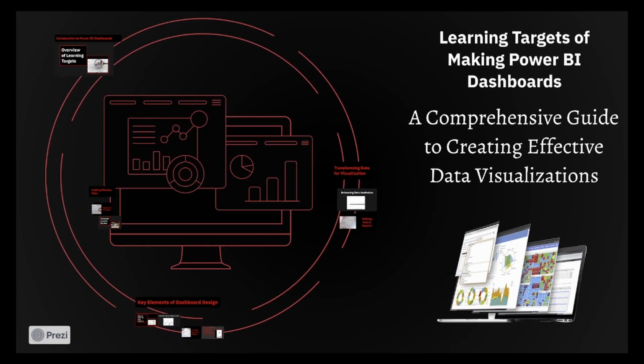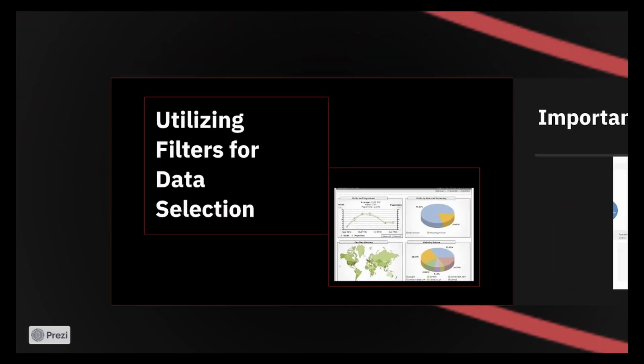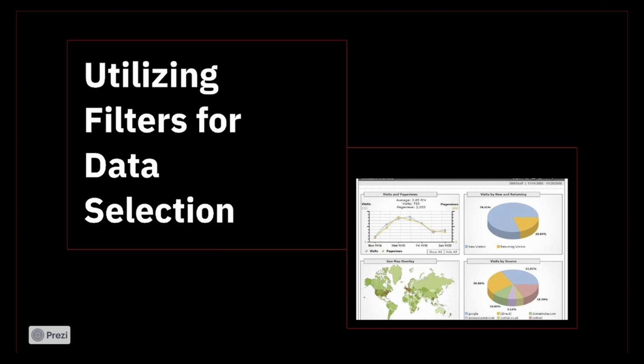And so, another point that we're going to go over is filters and cards, and we're also going to be going over visuals in this step. Utilizing filters for data selection: they allow users to focus on the most crucial data, enhancing clarity and relevance, because they empower decision making by narrowing down vast data sets to specific, actionable insights.